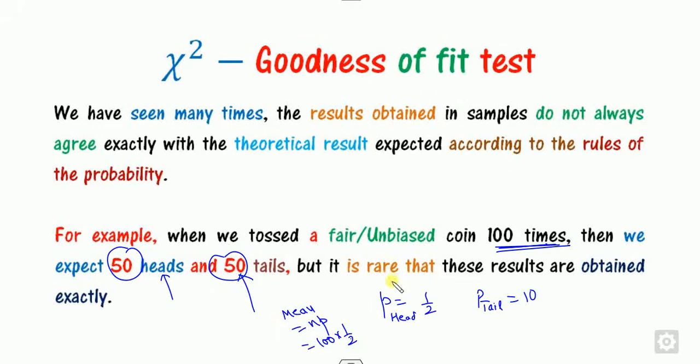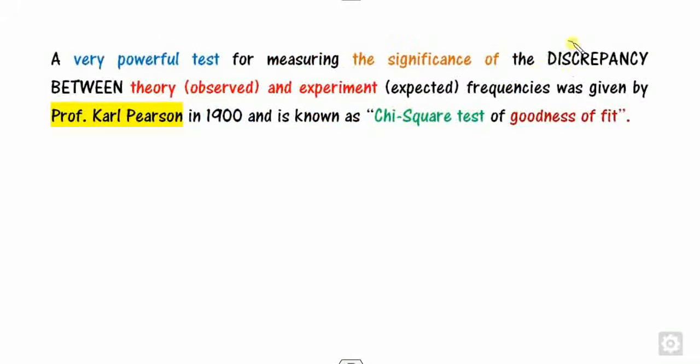But when you toss 100 times, it is very rare that these results occur exactly. What is the meaning of that? It means there is some mismatch between the expected, theoretical values and the observed values. This mismatch, this discrepancy between the theoretical and the experimental values, is measured with the help of this powerful test, called the chi-square test of goodness of fit.